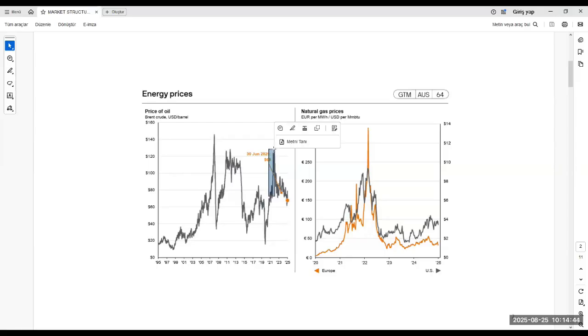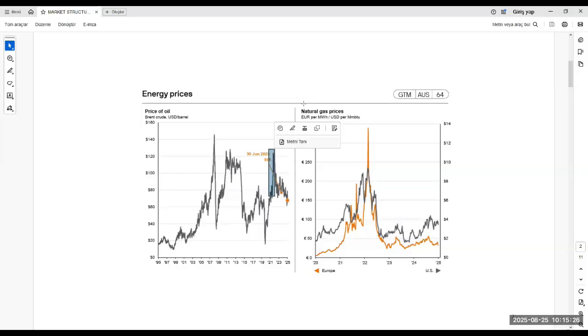So if you try to understand what's happening in financial markets and in real markets, you should also get familiar with where this price effect is coming from. Is it a demand side shock or a supply side shock? If it is a demand side shock, energy prices and stock prices are cyclical, positively correlated. But if it is an adverse supply side shock, then they go in different directions, negatively correlated.